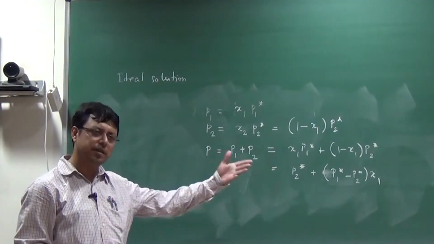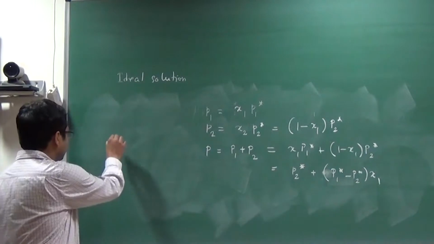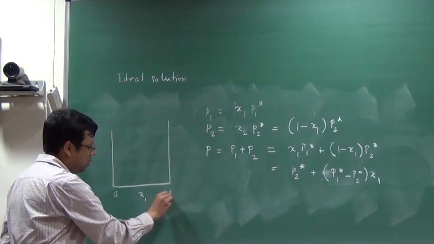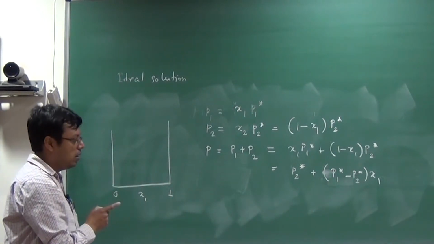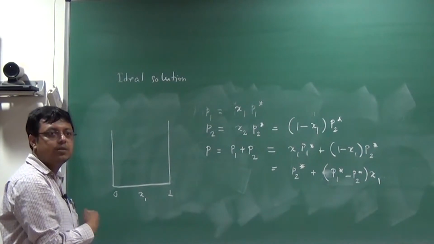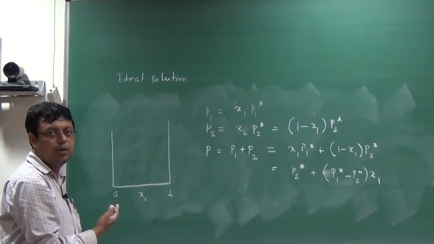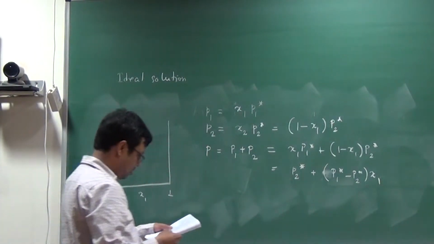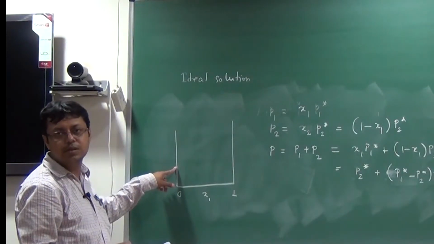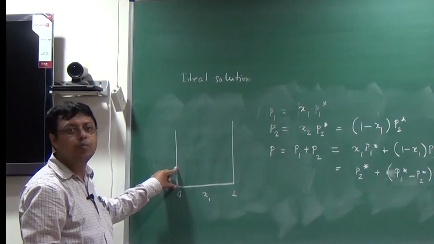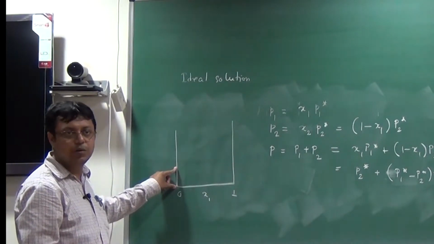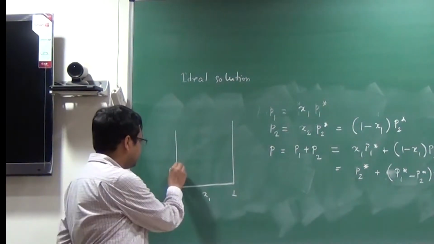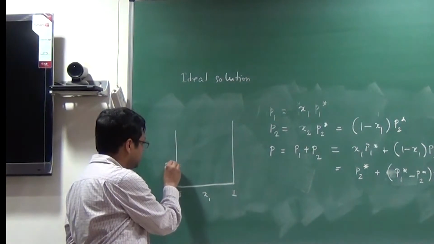I could have written it in terms of x2 also. So now how will the plot look like? Suppose I am varying x1 from 0 to 1. When x1 is equal to 0, it is pure component 2. So I'll have p2 star, right? So here I'll have a non-zero value. That's what I was telling you. That will be the vapor pressure of component 2. Earlier it was not there because component 2 was non-volatile. So I'll start from somewhere here, which is p2 star.